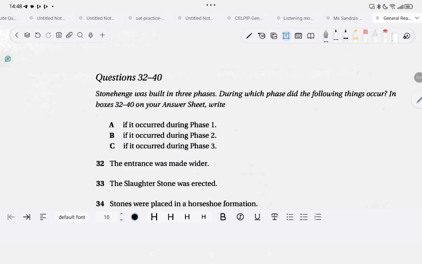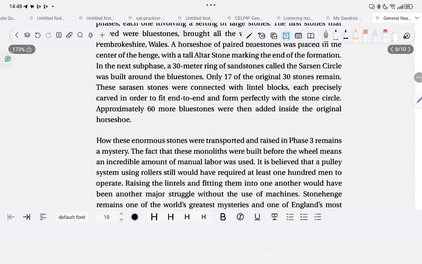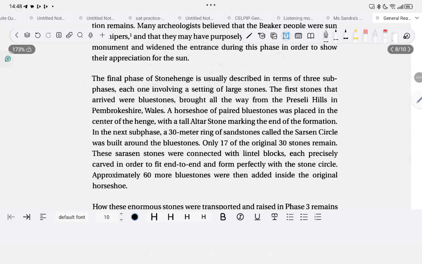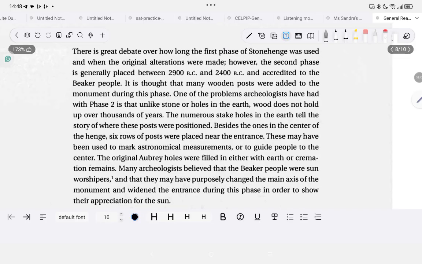The entrance was made wider, so all we have to do is check when the entrance was made wider. I doubt that's phase 1 because the entrance was built in phase 1. So let's see. Final phase, was the entrance made wider? Let's scan for entrance and wider. Then second phase.